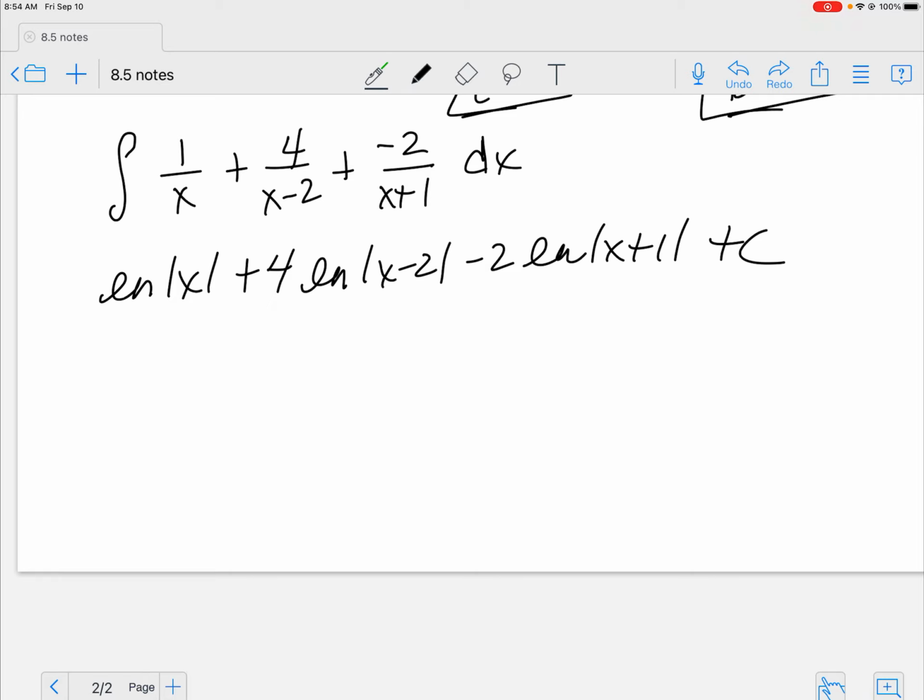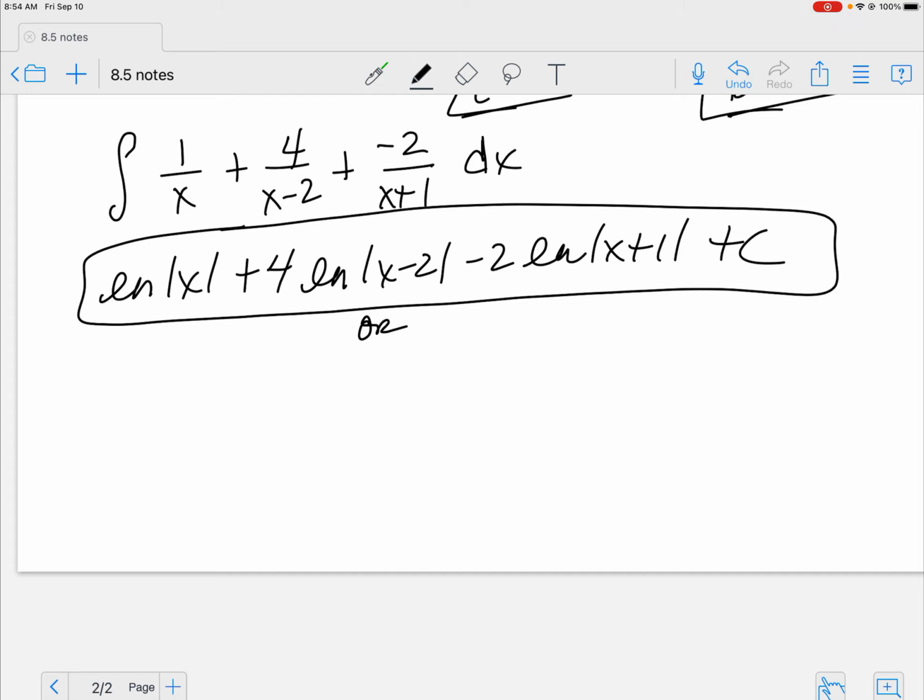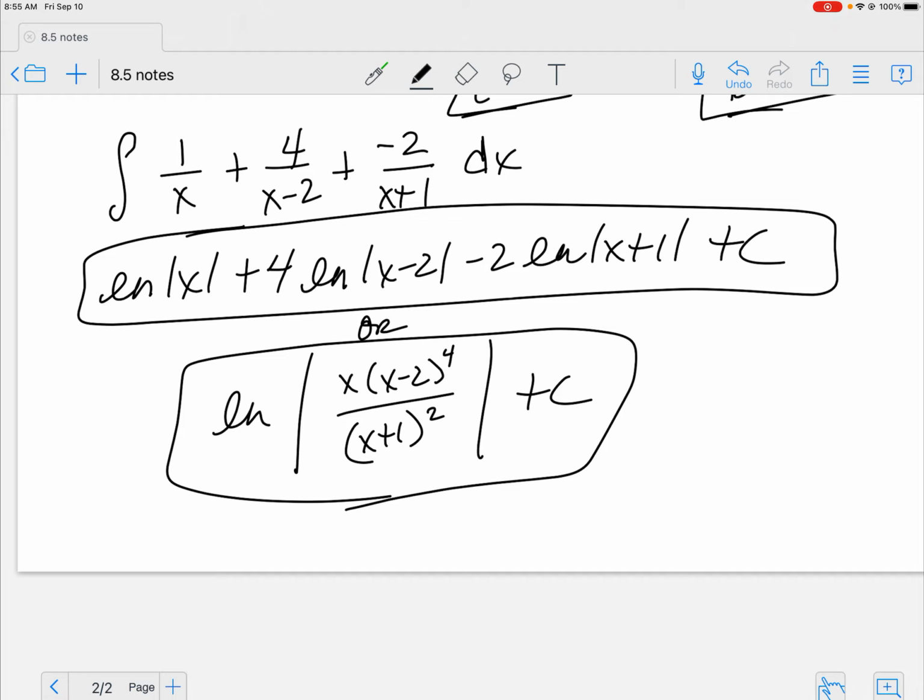Oops. I meant to do this. Take your 4, put it as an exponent. Take your 2, put it as an exponent. Minus means divide. Plus means add, right? So, I would totally take this, by the way, 100% of the time. Or you could clean this up a little bit, and you could be right: x times x minus 2 to the 4th over x plus 1 squared. It doesn't matter to me. I am good either way.